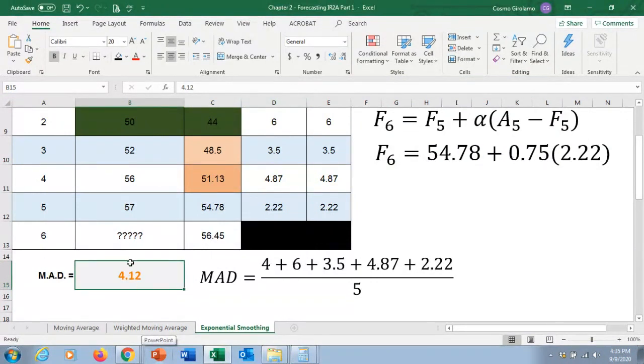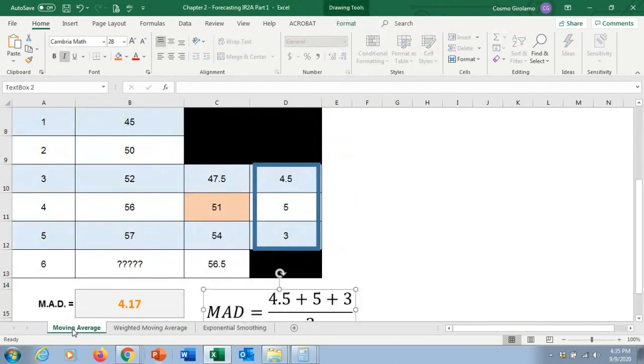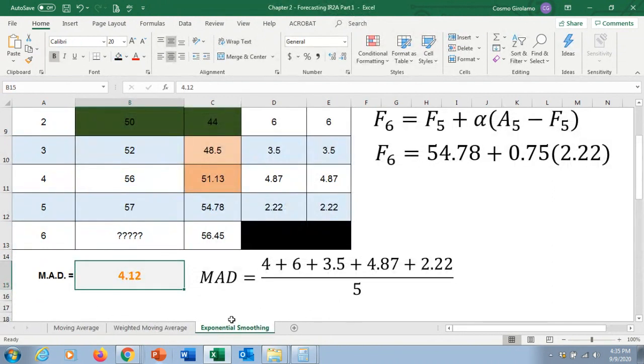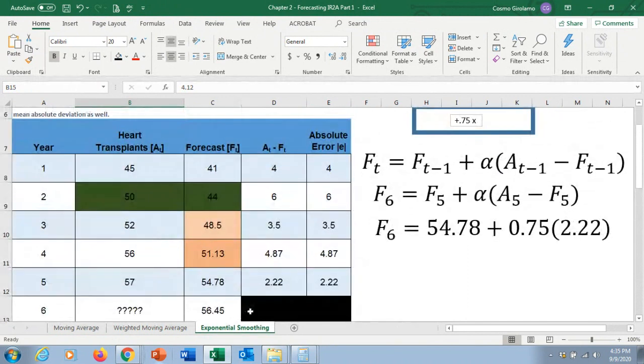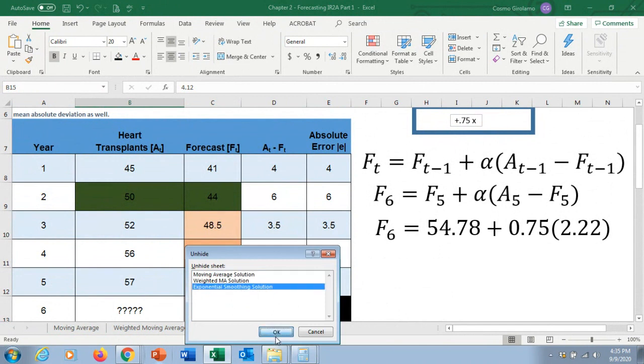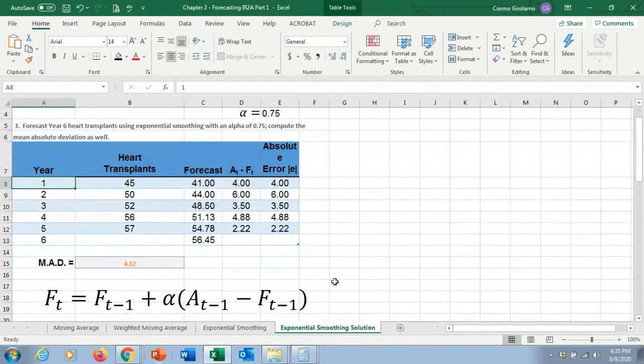So here, my MAD is smaller than 4.17. It's also smaller than 4.23. So out of these 3 methods, it seems like the exponential smoothing gives us the closest values. So we would go with the exponential smoothing because it has the smallest MAD. If we unhide, the answers are available here as well.